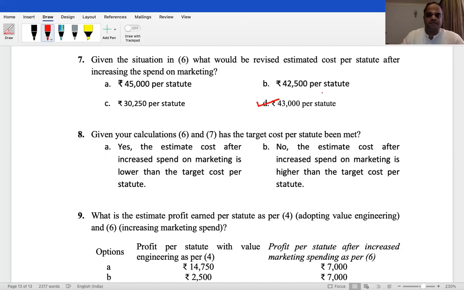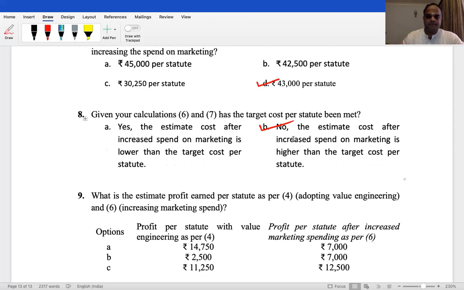Next question. Given your calculations in 6 and 7, has the target cost per statue been met? Yes or no? Target cost is how much? 33,750. Therefore, yes or no? No. Again, based on the above proposal, we got more than that. No. Our cost is higher than the target cost.